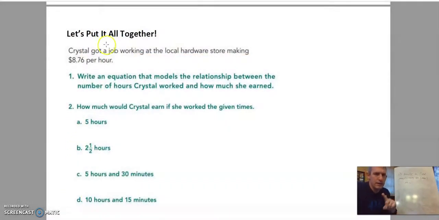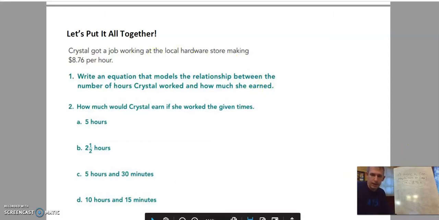They said that she gets $8.76 per hour. And that's our independent variable, hour, H. So I want to put $8.76 per hour. So again, number next to variable means multiply. So it's 8.76 times H. That's my equation. That's my answer to number 1.